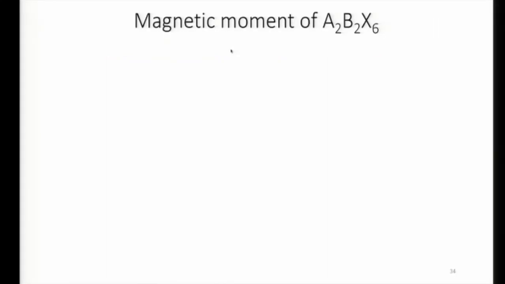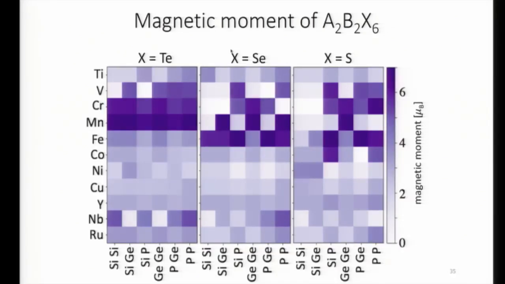We can do something similar for the magnetic moment as well. Data are shown here, where again we have X equals tellurium, selenium, and sulfur. Again, the horizontal axis is the B-site substitutions, and the vertical axis is the transition metal substitutions. The color is now the magnetic moment, and dark purple shows a large magnetic moment.